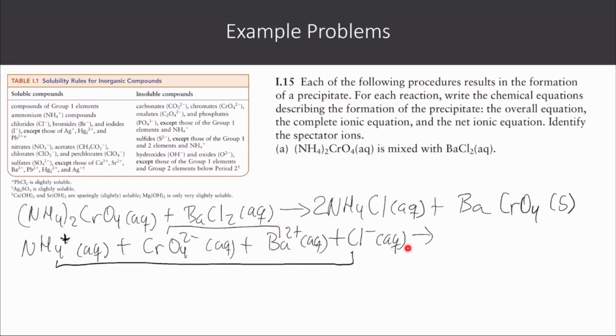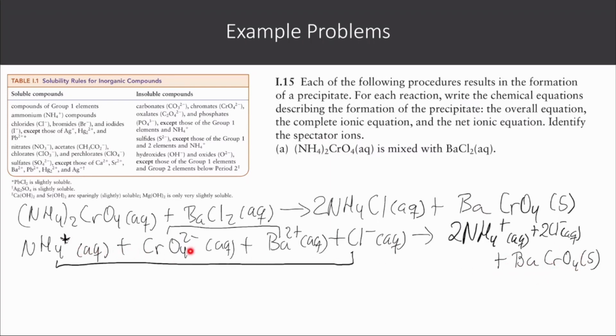So the next step is to write the ions on the right hand side, and we have the ions for ammonium, and we have 2 of them from the balanced equation, and we have 2 chloride ions as well. And finally we write the solid. I'm writing on the next line because I'm running out of space, and this is not divided into ions because it's the precipitate.